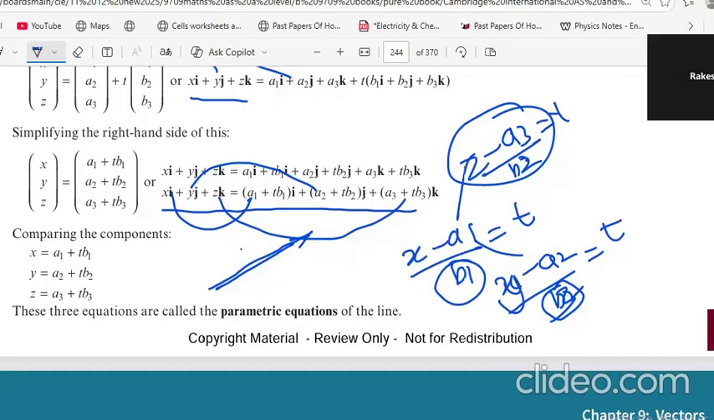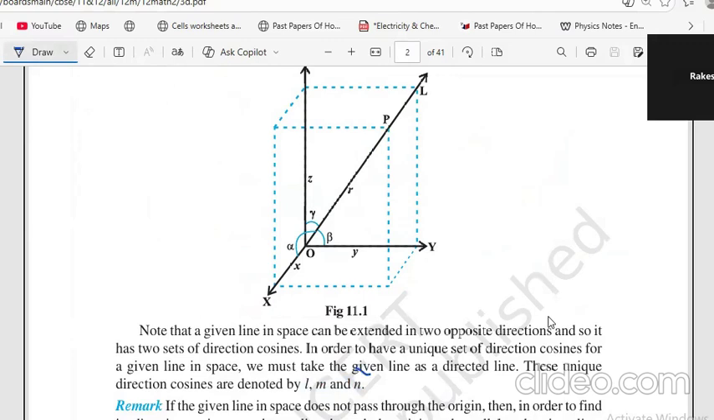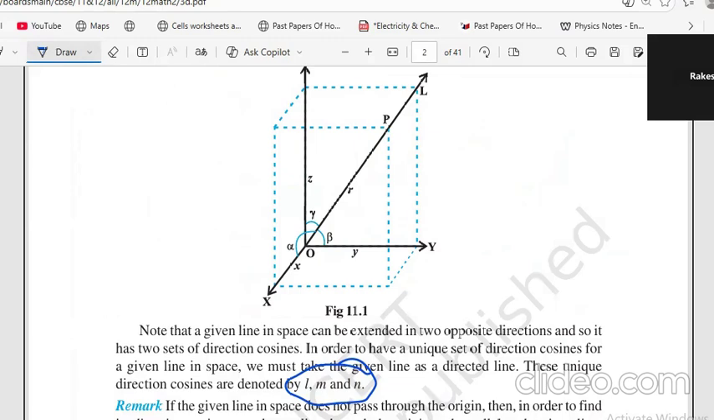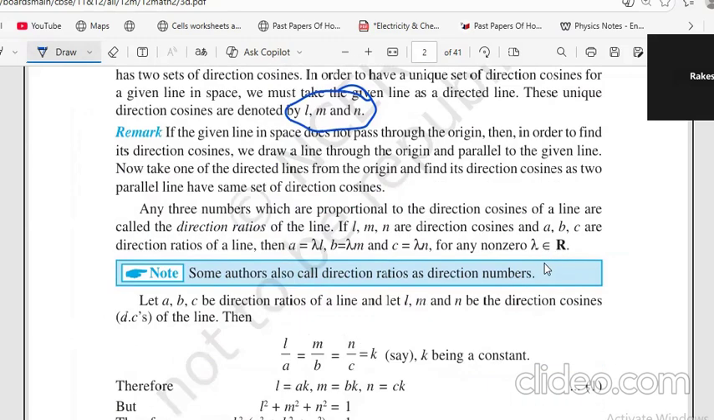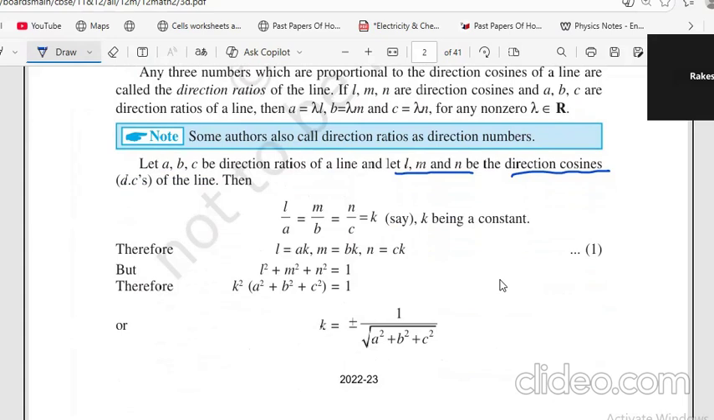देखो, one thing you should be clear that there are two notations in NCERT. L, M, N, these are called direction cosines. L, M, N be the direction cosines. And A, B, C are called the direction ratios.